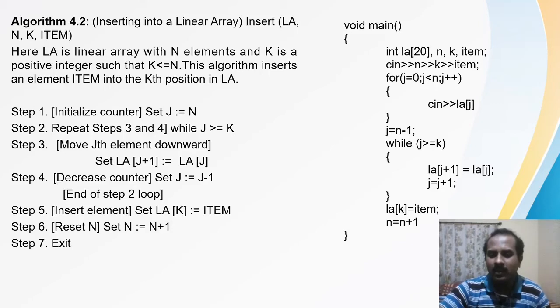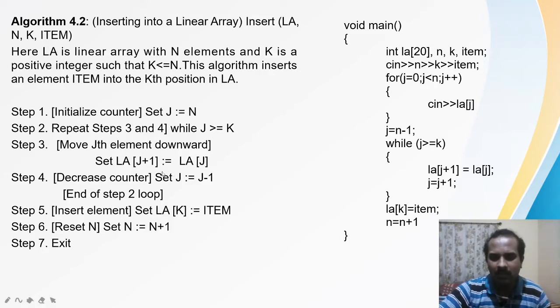Because in the array my initial index will start from 0, so I am making it 0 to n minus 1. But when you are writing the algorithm, we consider that the index starts from 1, so it is 1 to n. But in your programming it becomes 0 to n minus 1. Now while j is greater than or equal to k, again the same statement I am repeating, while j is greater than or equal to k. Then what do I have to do? I am shifting the elements, that is moving elements one by one.